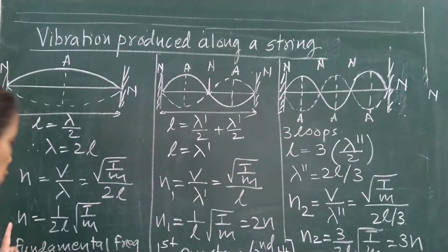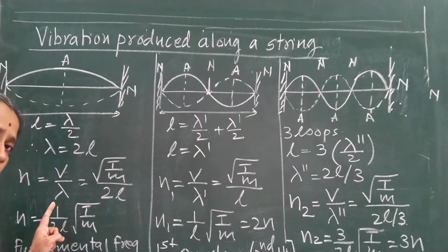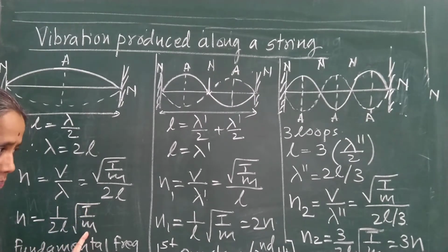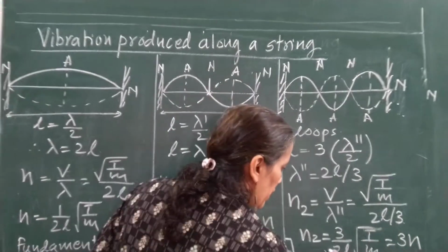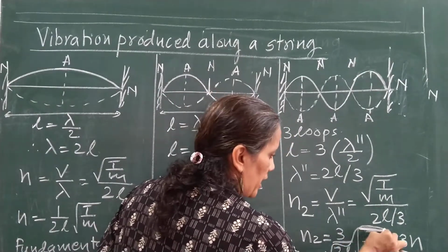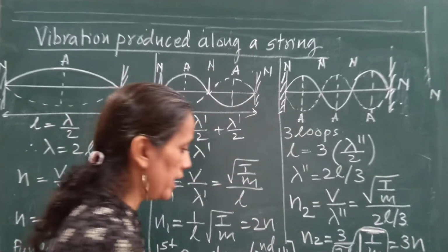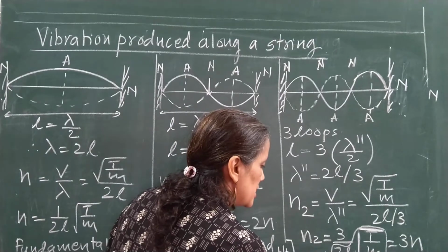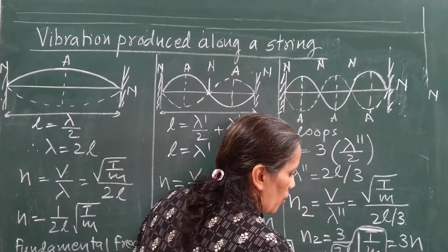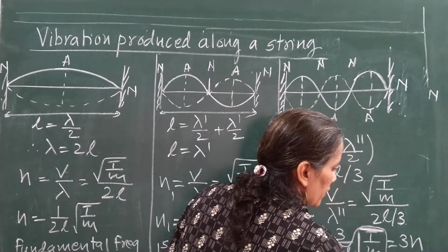So see here, what is your fundamental frequency? Fundamental frequency N is equal to 1 upon 2L under root of T by M. So for 1 upon 2L root of T by M, I can substitute N, and therefore this N2 is called the second overtone frequency, or it is called the third harmonic frequency.